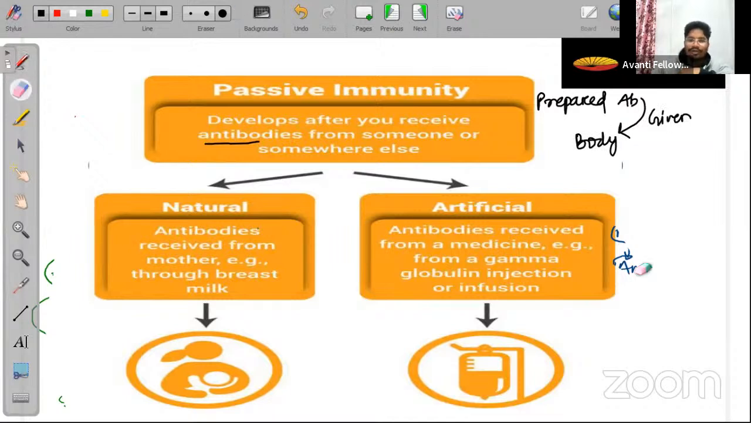Right? So now this can again be of two types. It can be natural or artificial. Prepared antibody. What happens? Some prepared antibody travels from the mother's body to the fetus. That is prepared, but it is natural. Understood? It is prepared and it is natural.